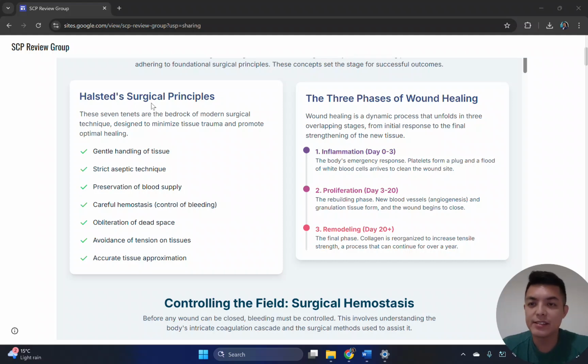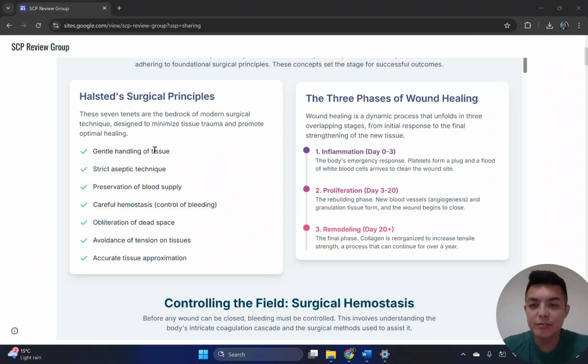This is Halstead's surgical principles. So gentle handling of tissue, strict aseptic technique, preservation of blood supply, careful hemostasis or control of bleeding, obliteration of dead space, and avoidance of tension on tissues, especially when closing the wound, and accurate tissue approximation. So those are self-explanatory for us.